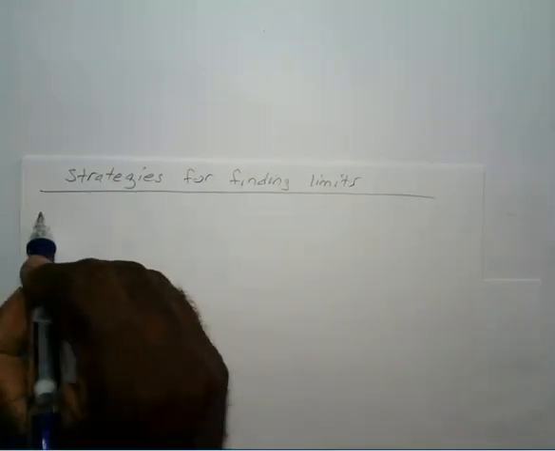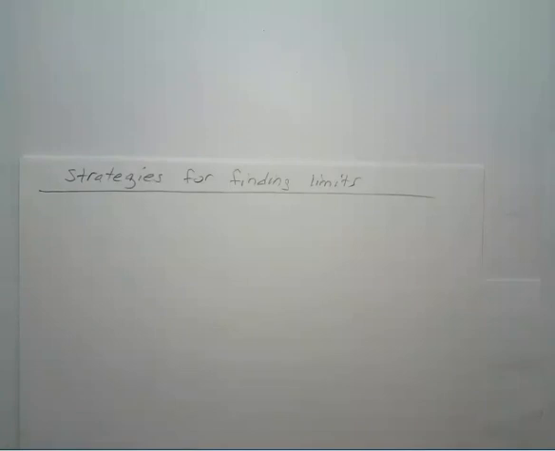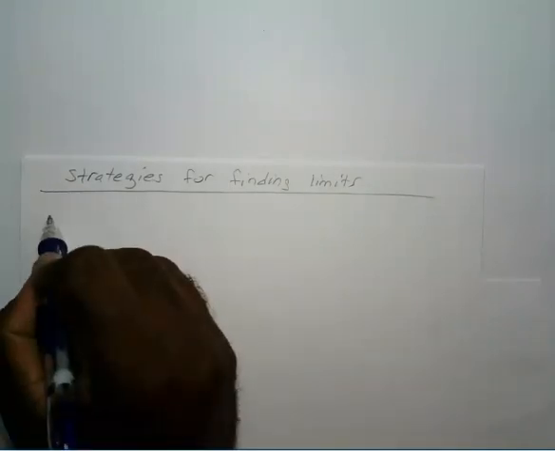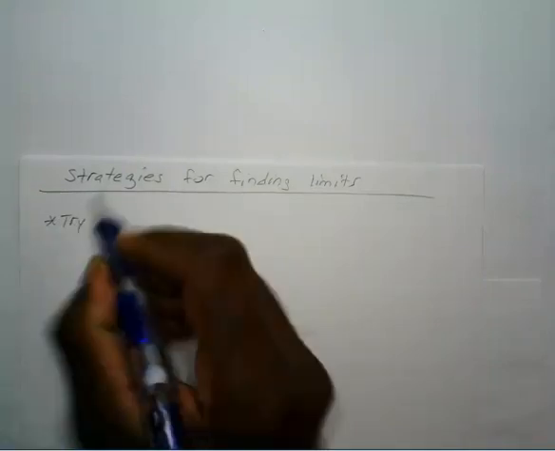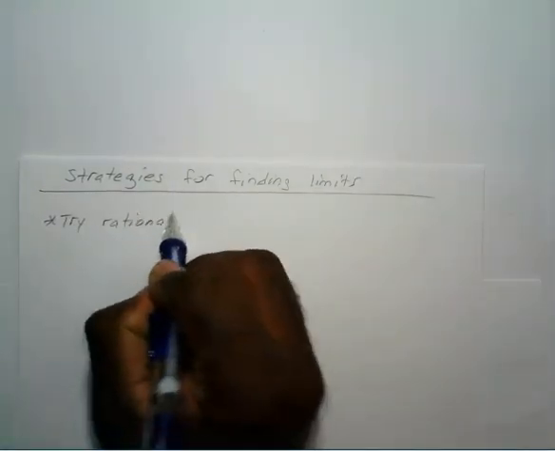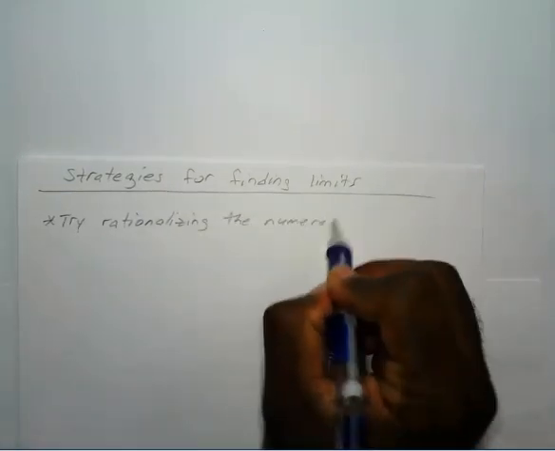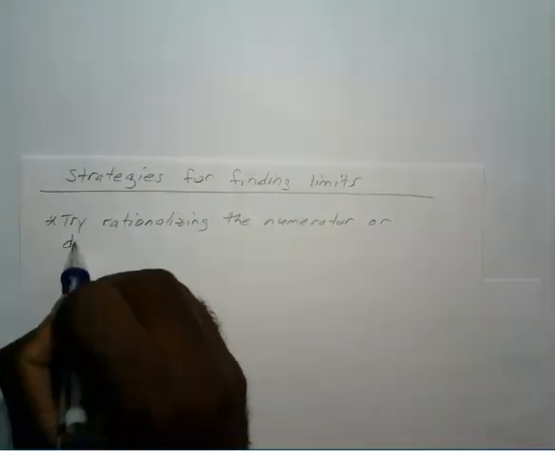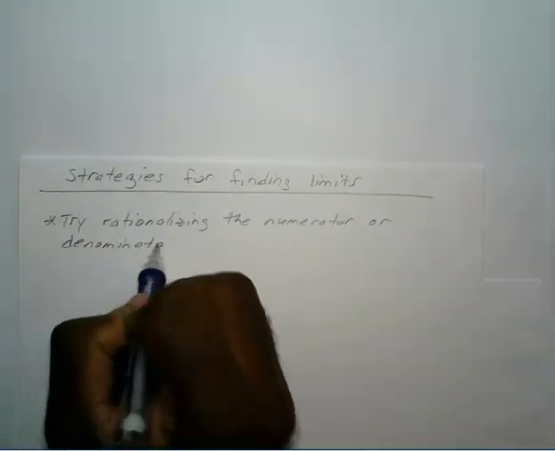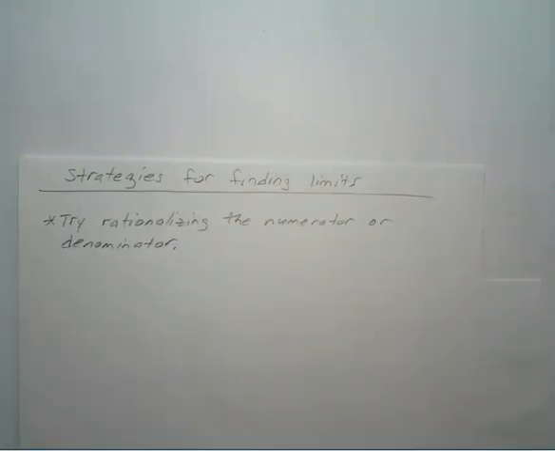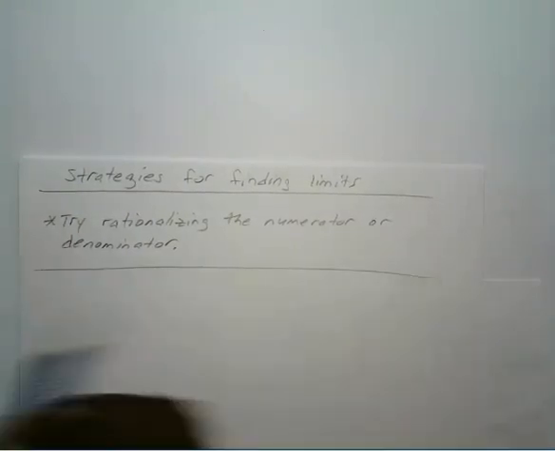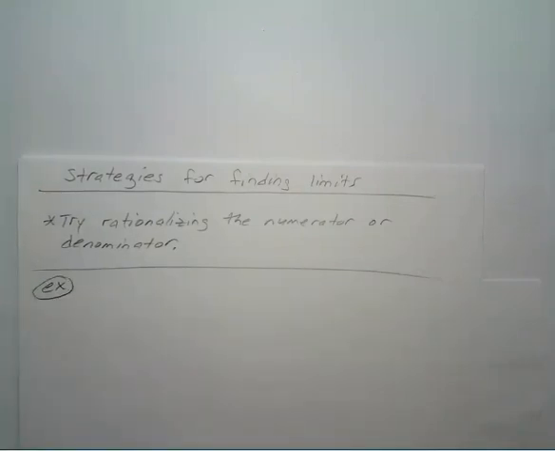The first thing we're going to do is try rationalizing the numerator or denominator. Now, these are mostly useful if you have any kind of a square root in your numerator or denominator. It helps get rid of it, or at least move it somewhere else. Let me give you a quick example of what I mean by that.